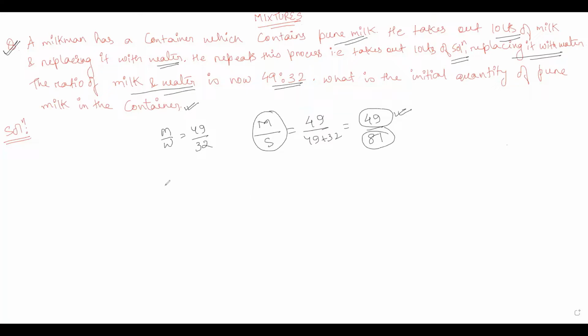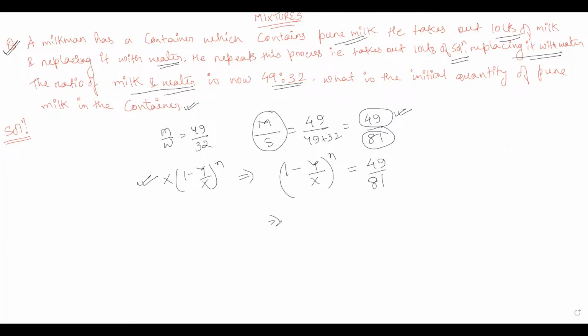So now if we recall the formula of the amount of liquid left in the vessel after n such operations, which is given by x into (1 minus y by x) to the power n. So this is the quantity. So if we want to find the concentration of the liquid in the container, this would be given by (1 minus y by x) to the power n, and this concentration for this question is given to be 49/81.